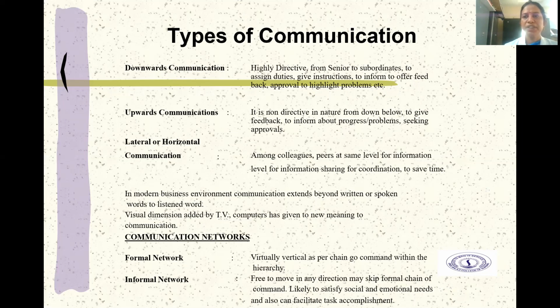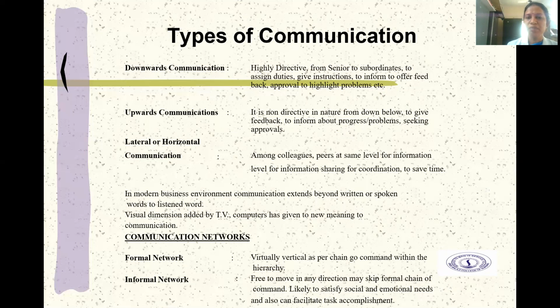Now, lateral communication is seen between the students in a college who are in the same year. First year speak to first year very casually. Second year students speak to second year very casually. So that is a lateral or horizontal communication.